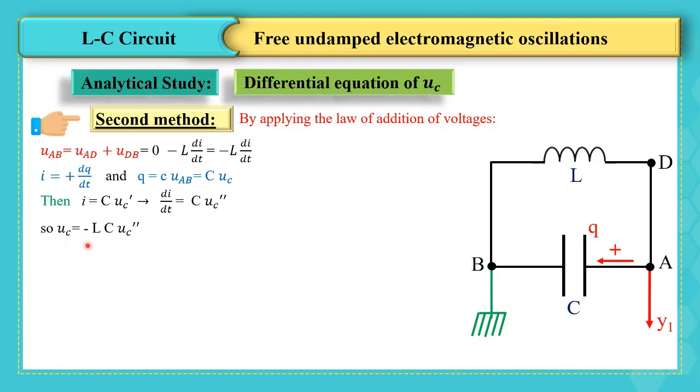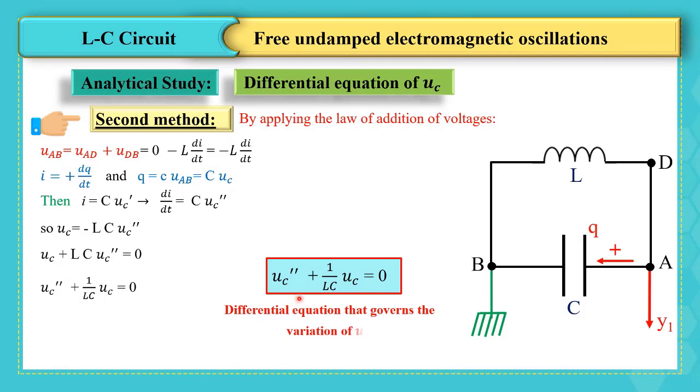So U_C equal minus LC U_C double prime. U_C plus LC U_C double prime equals 0. Dividing by LC, we will have U_C double prime plus 1 over LC U_C equals 0. This is again the same differential equation obtained using the method of conservation of electromagnetic energy.